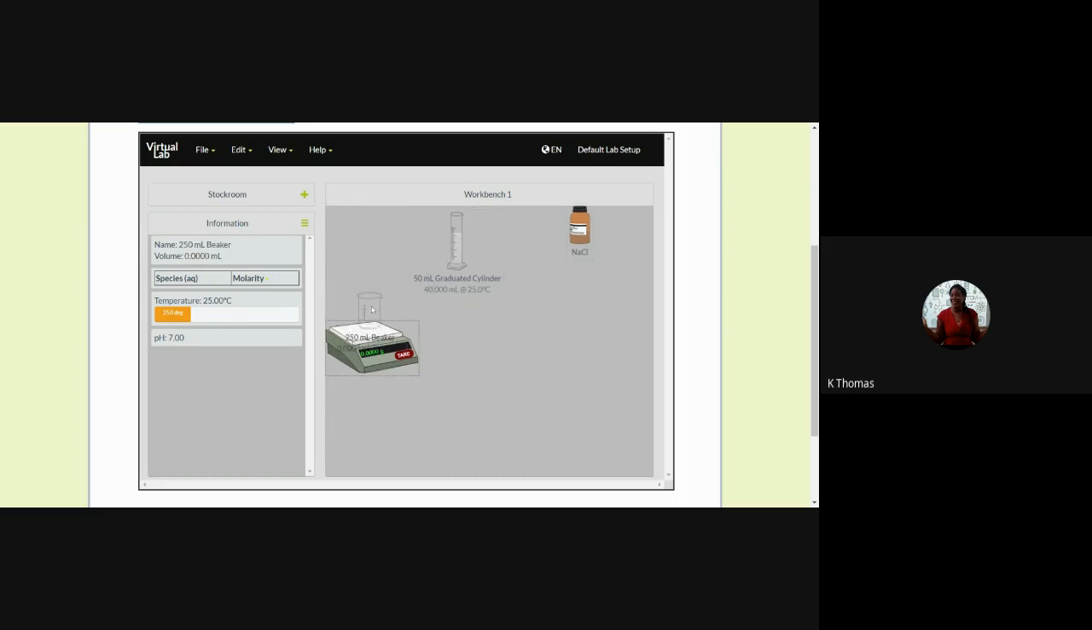I'm taking my beaker and placing it on my balance. Now look, this is the mass on the balance for the beaker. It's 104. I don't want that mass, so I'm just going to tare it off. Press tare.